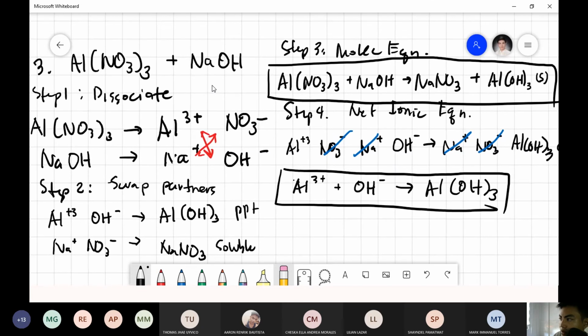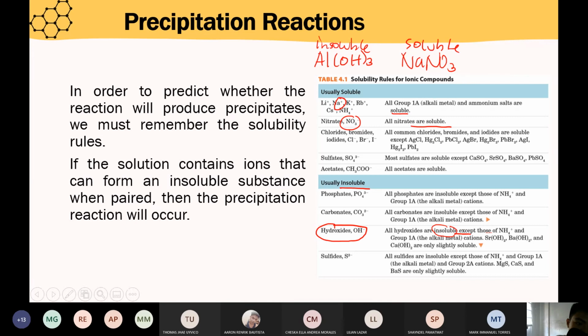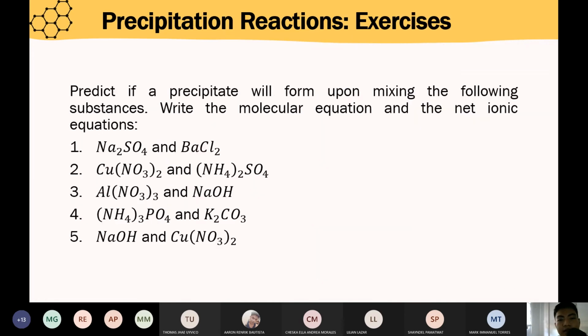Okay? So again, you can take a screenshot of this one. Okay, so ganun lang. So for the remaining items, kayo na bahala magsagot. Kayo na bahala sa 3, 4, and 5. Okay? So, yan.